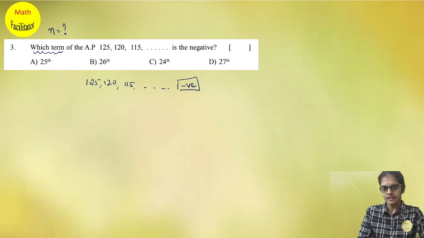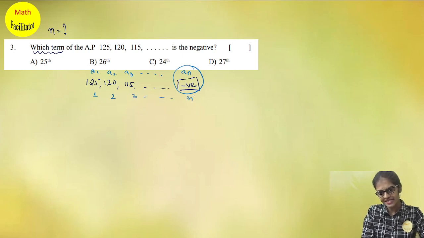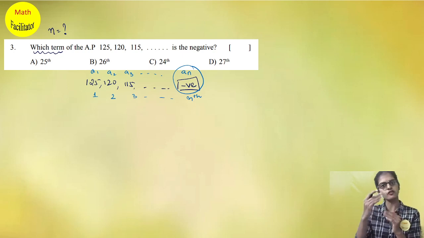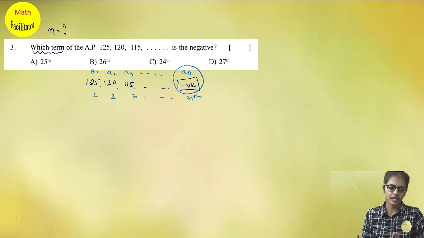See here, this is A1, A2, A3, and so on. This is nothing but An. This is the first term, second term, third term, and so on. This is the nth term. So are you able to understand the difference? A1 is different, A2, A3, and what we want is that the An value should be negative, and the n value you need to find out. Okay, so now just see here.